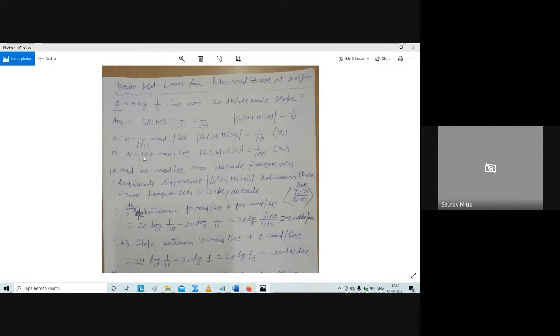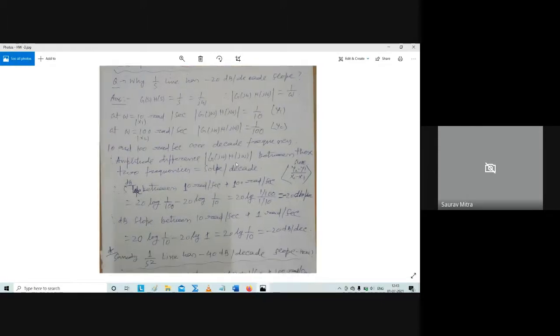x1 and x2 are nothing but a decade. Same thing you could find for 1 and 10 also. At 1 radian per second it is 1, and at 10 radian per second it is 1 by 10. So that could have been y1 and y2. But the same thing happens for 10 and 100, and for 100 and 1000, because it's a straight line. The slope at every decade is going to be the same, minus 20 dB per decade. Amruta asked how to calculate it, so this is how to calculate it. For 10 radian per second, the gain is 1 by 10. For 100 radian per second, the gain is 1 by 100.